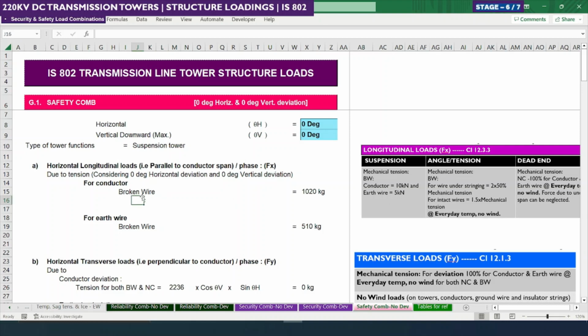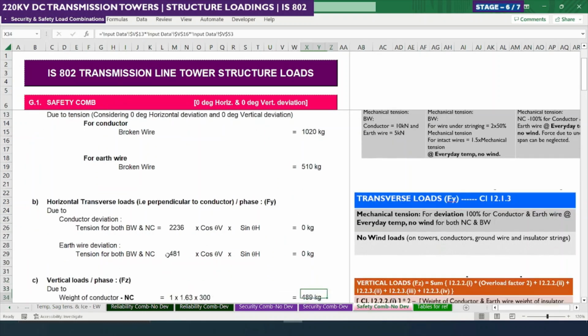For the broken wire condition, 10 kilonewton is converted into kg. That is 10 multiplied by 1000 divided by 9.81, so we are getting 1020 kg. Similarly, for the earth wire we are taking 5 kN, converting it, it is coming 510 kg, that is 5 into 1000 divided by 9.81. So this is for longitudinal loads on suspension towers.